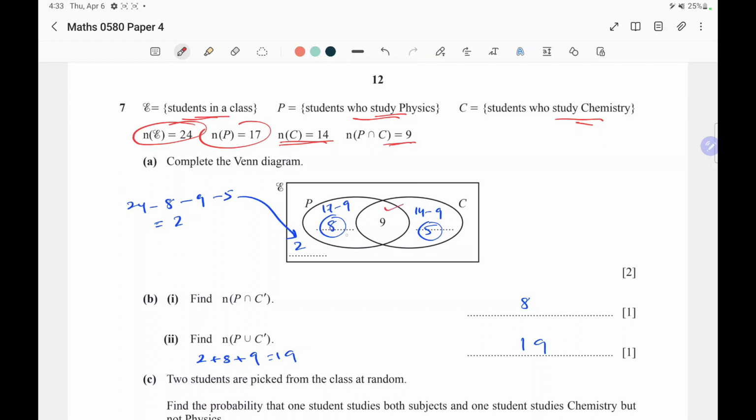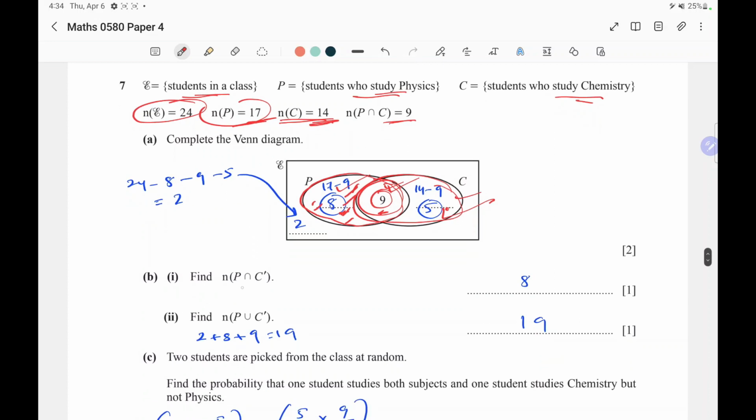Now we need to complete these 3 regions, 1, 2, 3. For P we have 17, so this complete circle is filled by 17 elements. Out of them 9 is already there, so this part is left with 17 minus 9, that's 8. And for this whole C, it is 14. This part is 9, so 14 minus 9 is 5. So now this part is 8, this part is 9, this part is 5. And total is 24. So this is how much? 24 minus 8 minus 9 minus 5. So that's 2. So this is 2.